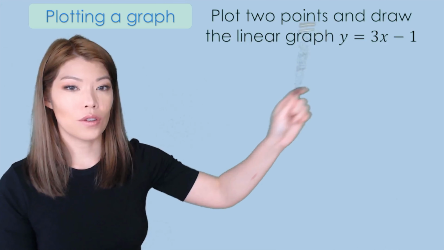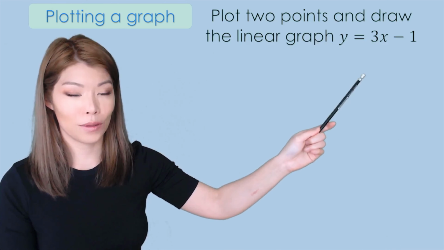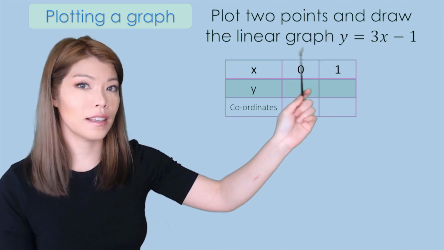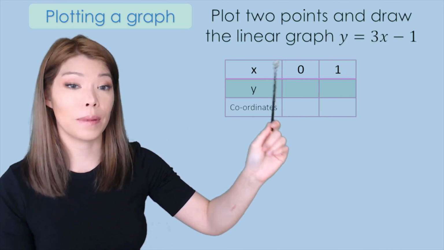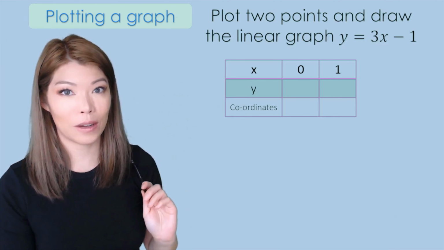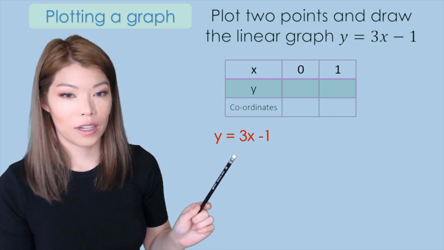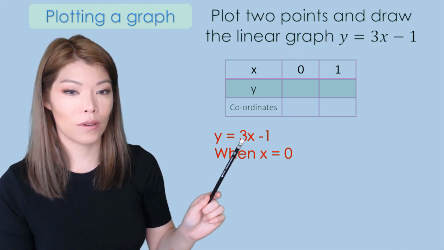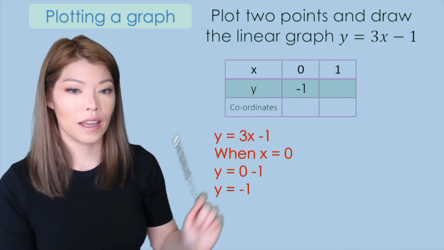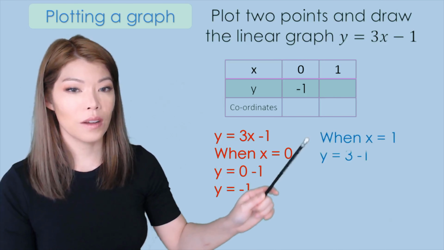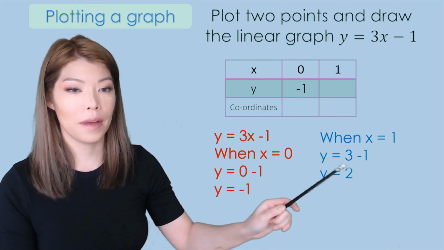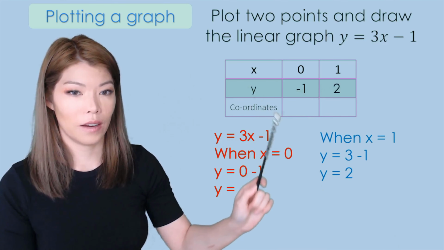Plot 2 points and draw the linear graph y equals 3x minus 1. Now you have to draw a table and pick 2 x values if it doesn't give you any x values. I've picked 0 and 1 because it's really easy to plug 0 and 1 in the equation. So let's substitute it in. So for x equals 0, 3 times 0 is 0. Minus 1 is just -1. And then for x equals 1, we have y is equal to 3 times 1 is 3, minus 1 is 2. Then write the coordinates.